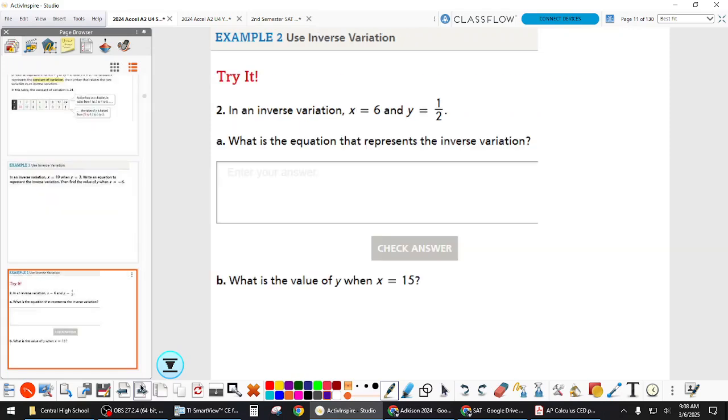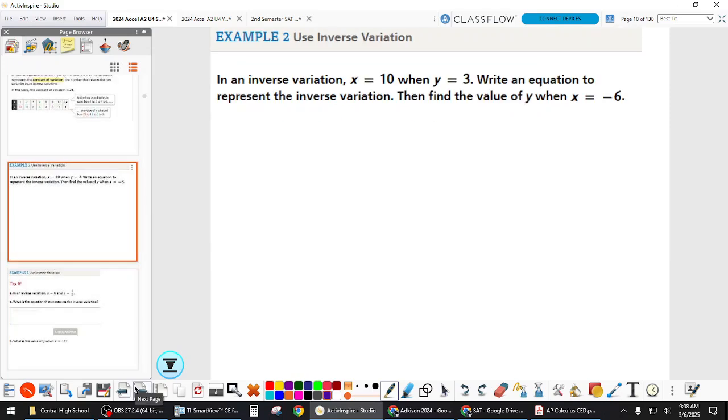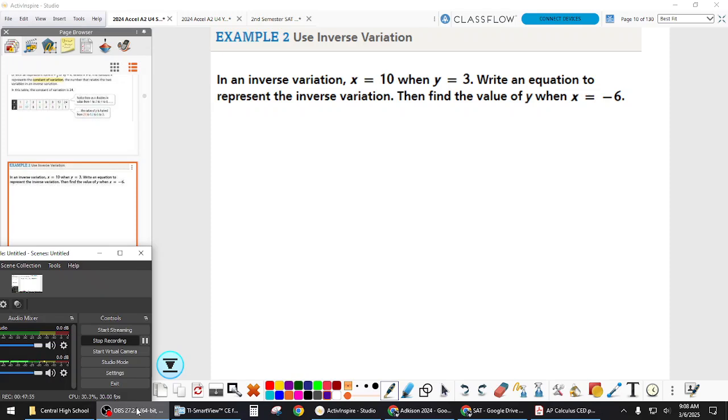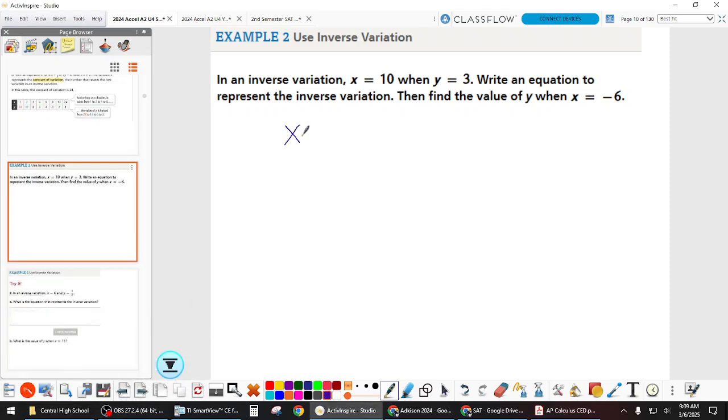I don't want to do this too much. I guess you could potentially have an SAT question on this. Why don't you give that one a shot? It's probably like a 30-second job. So we start off with x times y equals k. And then we're told 10 times 3 equals k, so now we know k is 30. Okay, so our function rule is y equals 30 divided by x.